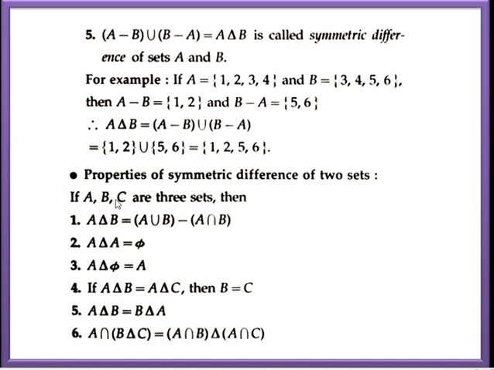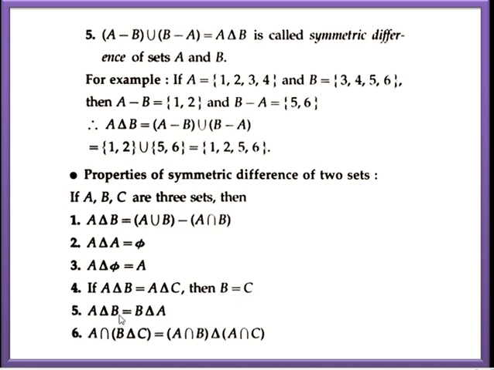These are interesting properties of symmetric difference of two sets. If A, B, C are three sets, then what is A triangle B? It is A union B minus A intersection B. What is A triangle A? Clearly it is the null set or empty set. What is A triangle phi? It is nothing but A. If A triangle B is A triangle C, then clearly B equals C.